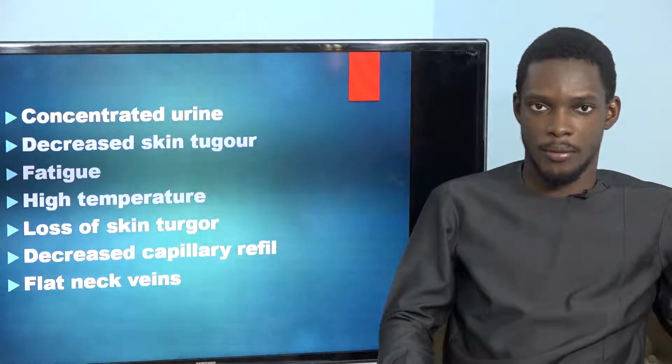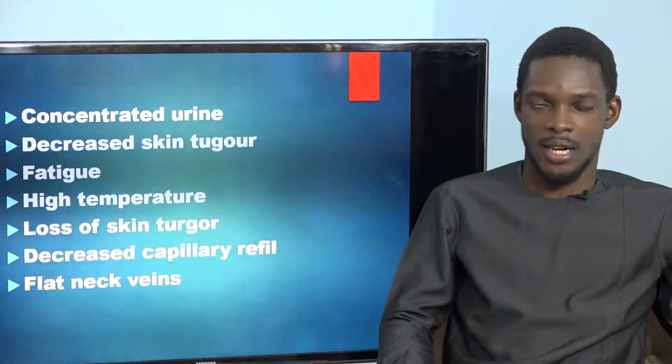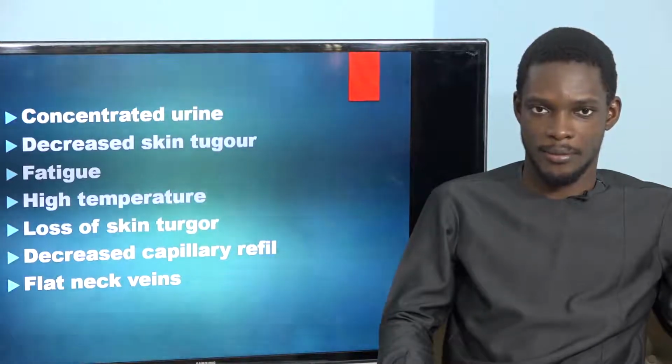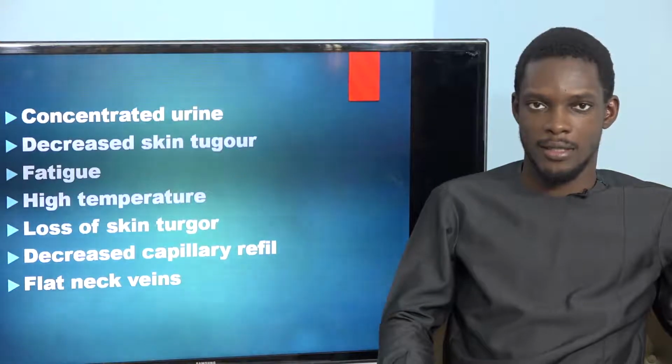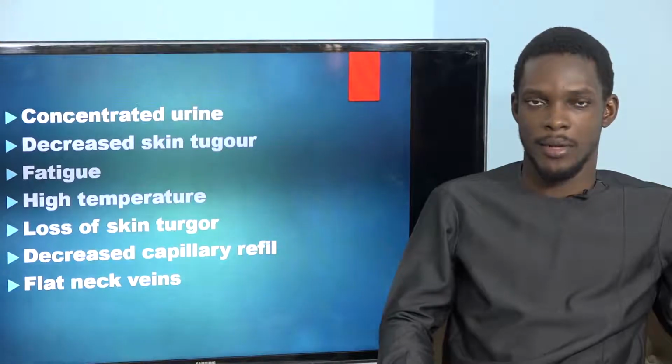Decreased skin turgor, fatigue, high body temperature, loss of skin turgor, decreased capillary refill, and flat neck veins may be seen in a client with fluid volume deficit. Flat neck veins show because the amount of blood will also correspond with the hydration status of a client. And if you have very low amounts of blood within a client's body, you will see that the neck veins will not show at all and will be very, very flat.